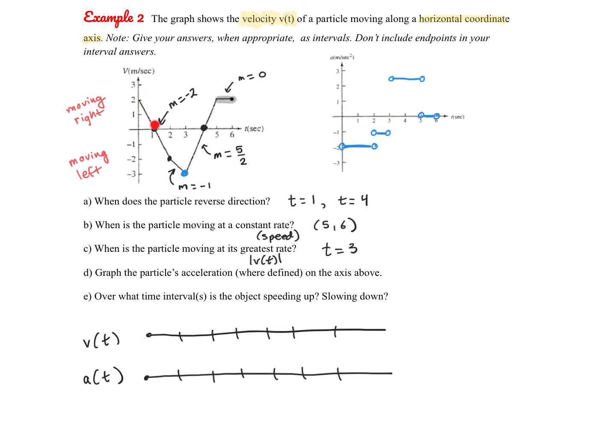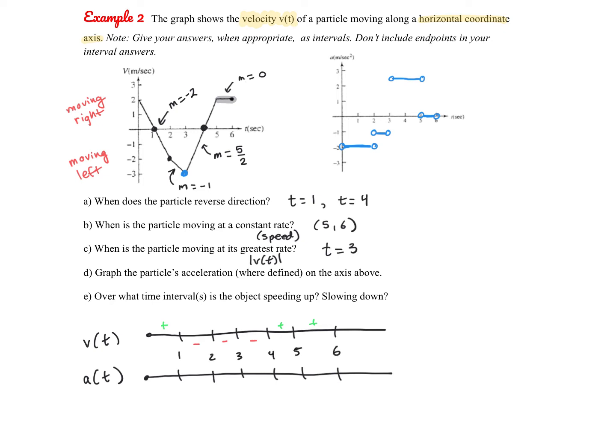Okay, so for our velocity function, we can see that it's positive, which means above the x-axis, from 0 to 1. From 1 to 4, you can see in this entire region, it's going to be negative because it's below the x-axis. And then from 4 to 6, the remainder of our function, it is going to be positive.